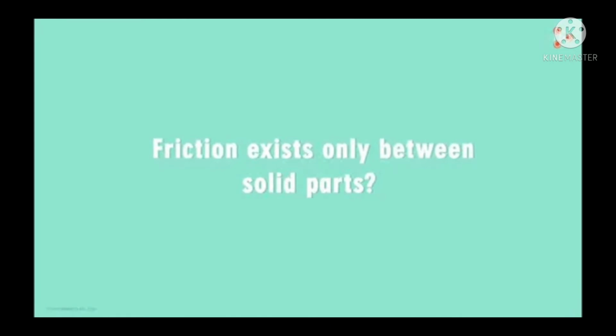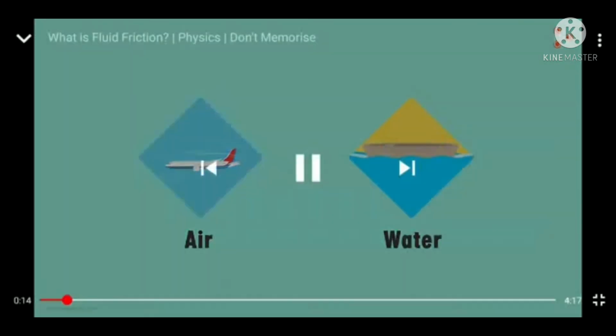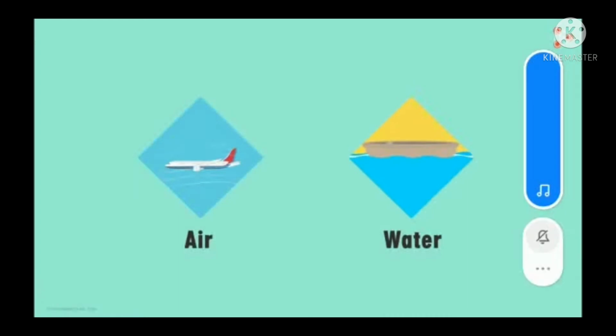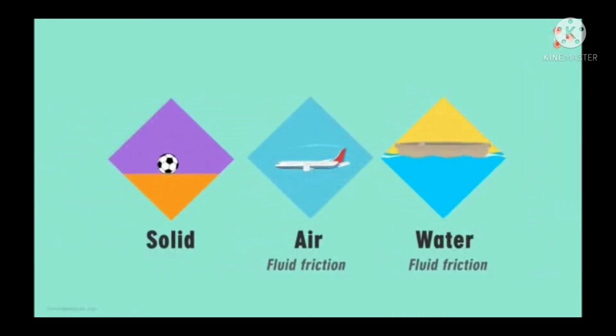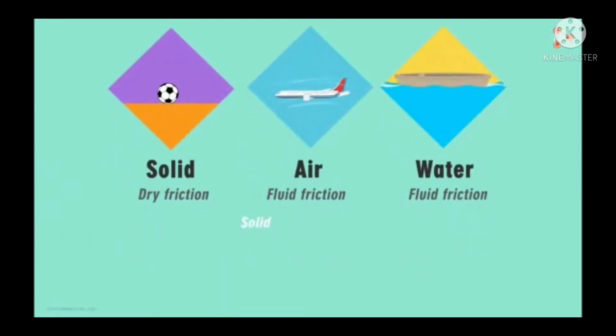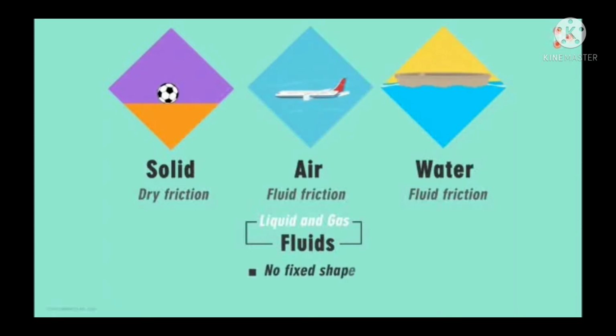Only between solid parts? Not necessarily. Friction is offered by fluids like air and water as well. And this force of friction due to fluids is referred to as fluid friction. The friction we've seen between solid parts is referred to as dry friction. The major states of matter are solid, liquid and gas. And liquids and gases are generally referred to as fluids. Why are liquids and gases considered to be fluids? One common characteristic of fluids is that they have no fixed shape and can be easily deformed.